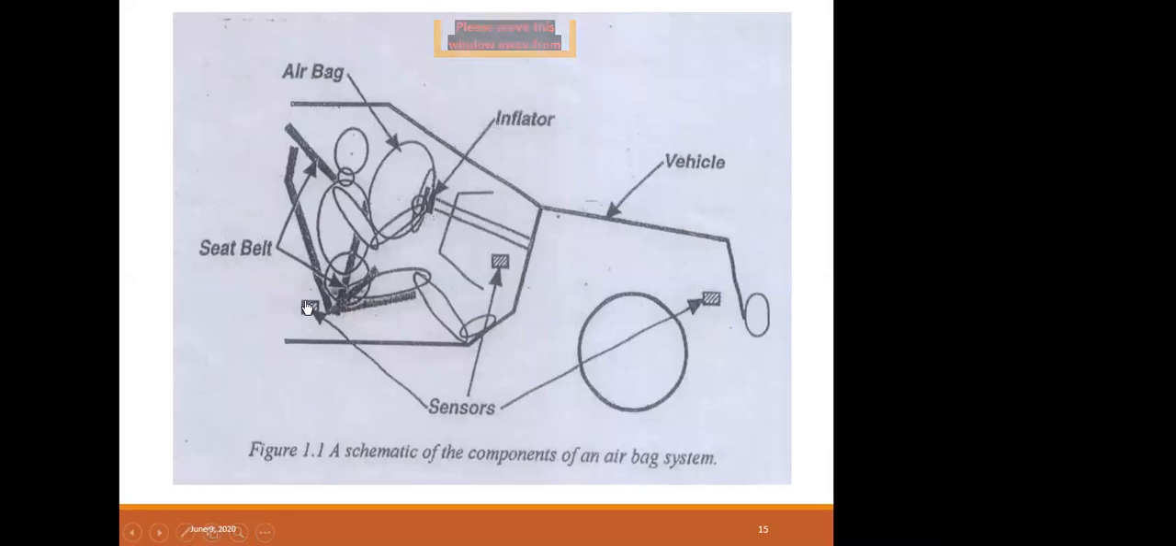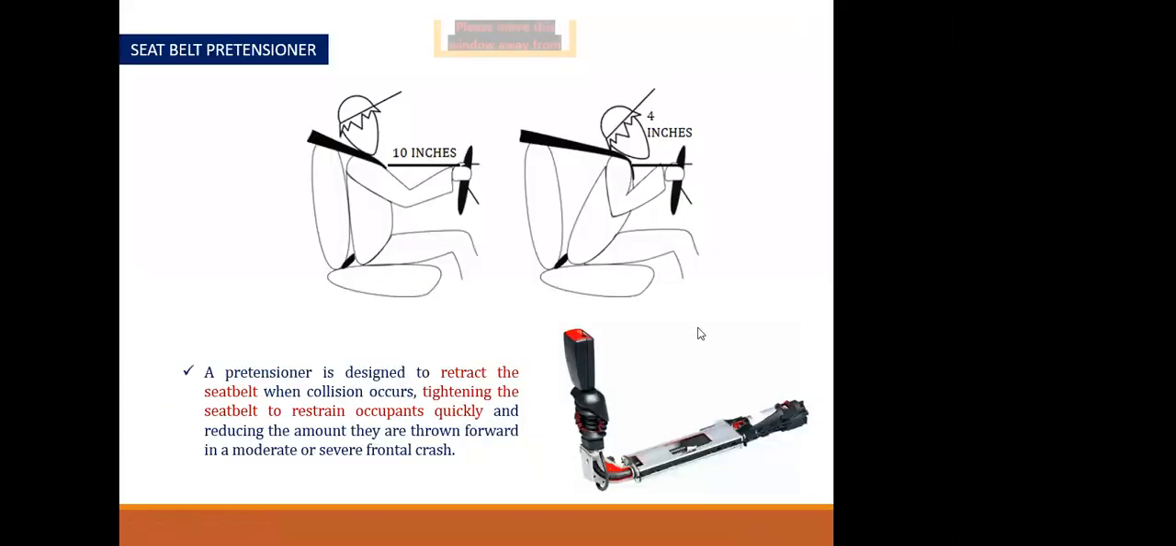So what will the pre-tensioner do? How is it protecting the occupants during a collision? See here. In general, the pre-tensioner is designed to retract the seat belt when a collision occurs. It will tighten the seat belt automatically. But that is not the case in all cases. If there is no pre-tensioner, what will happen?